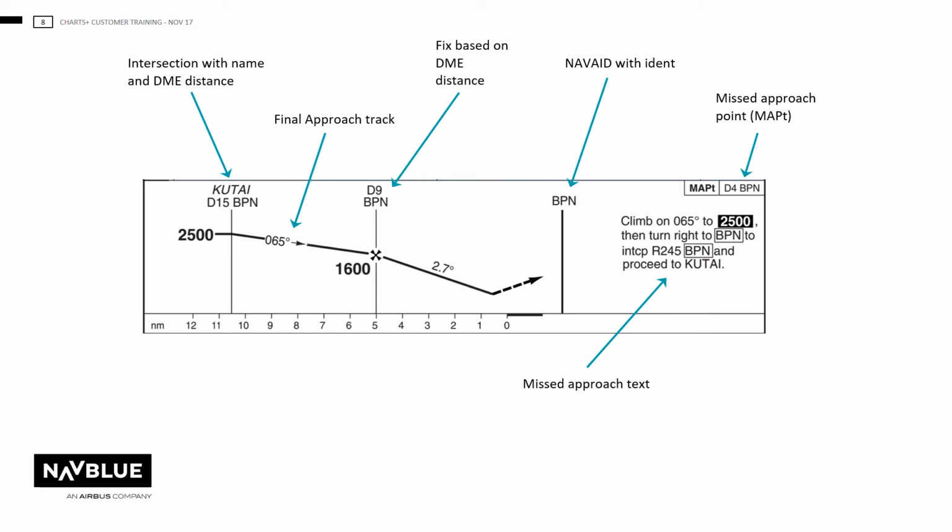All IAC profiles will have the missed approach text alongside the procedure. The text will be given as far as possible in accordance with the AIP. Nav aids in the missed approach text will be outlined with a rectangle.